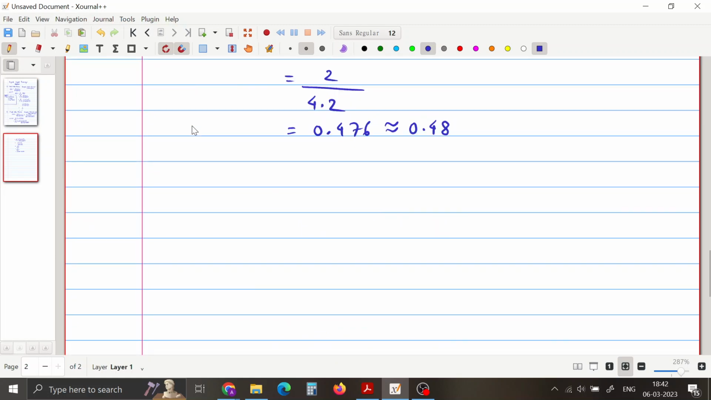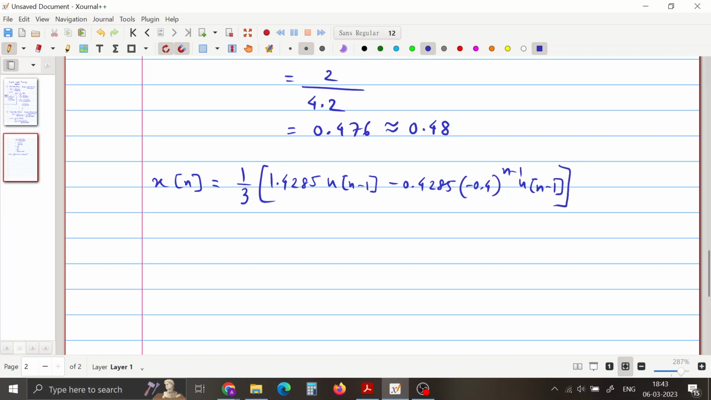If you do that, you will find that x of n will be something of the form 1.4285 and so on, like this. So please check this. And here also if you put n equals to infinity, you will be able to get a value which is approximately 0.48, which is what we got using the direct application of the final value theorem formula. So just check it.